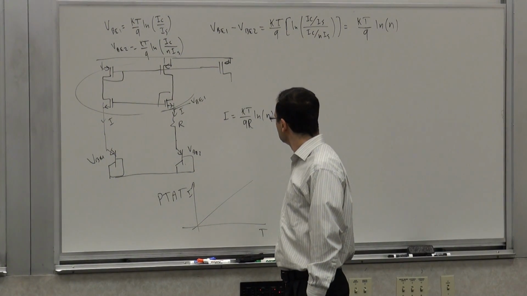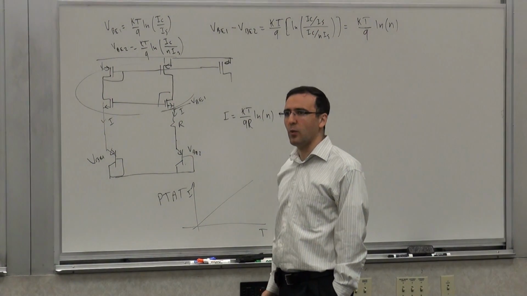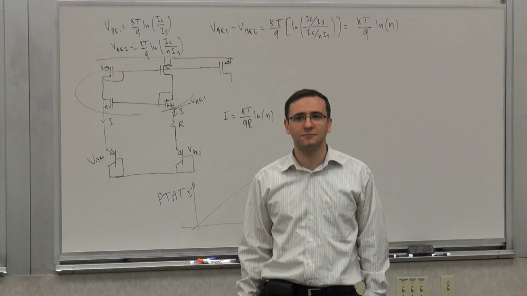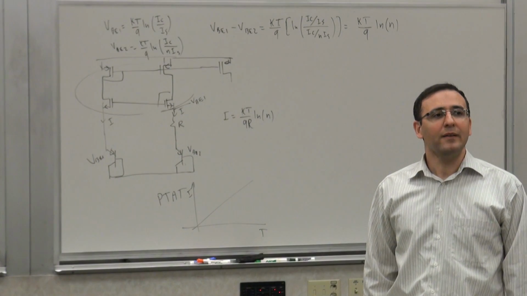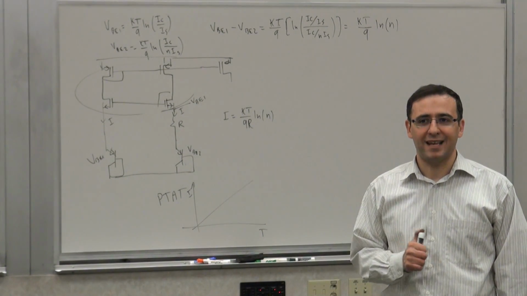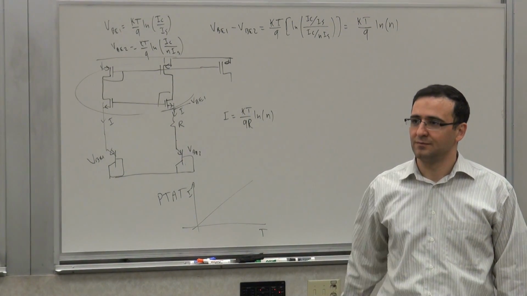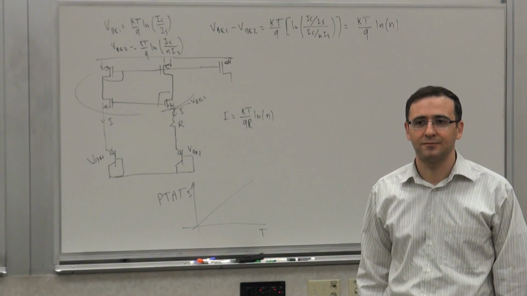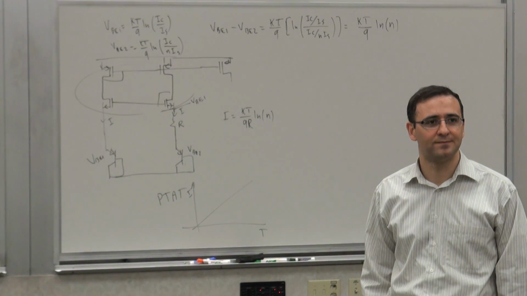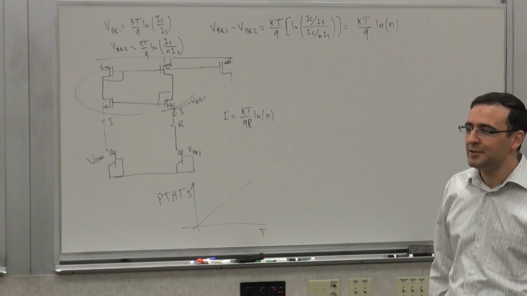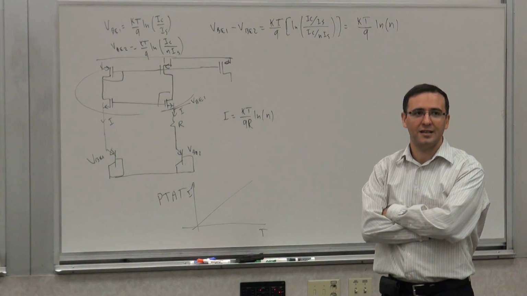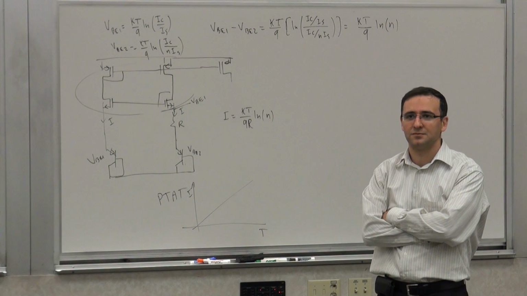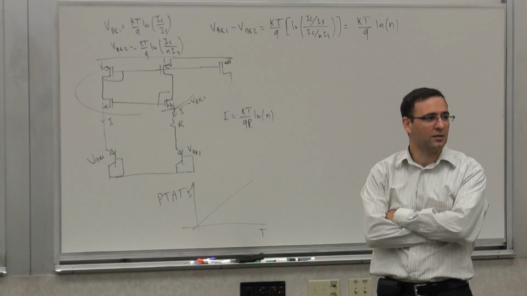Okay, so that's for that, but now what? Is this good enough? Now, let me ask you this question. If I wanted to generate a voltage that's independent of temperature, how would I do it? Can you think of a way? Do you see anything in this whole discussion that was not dependent on temperature? The bandgap voltage, right? The VG0.